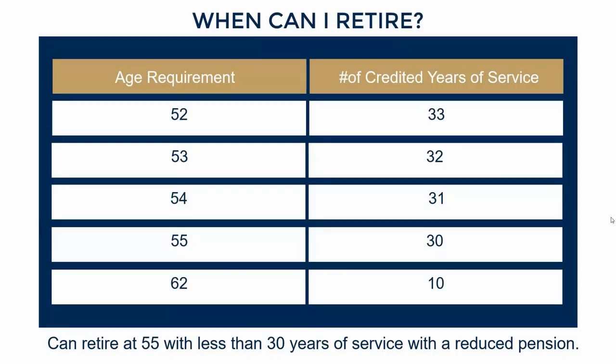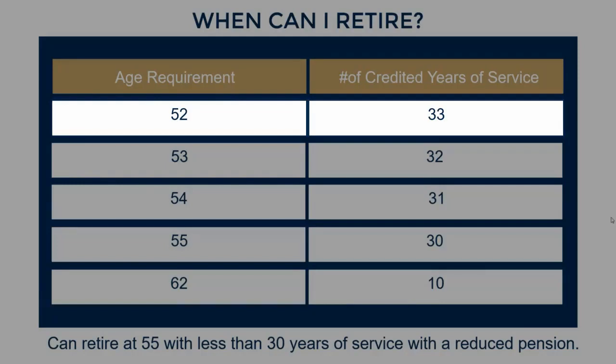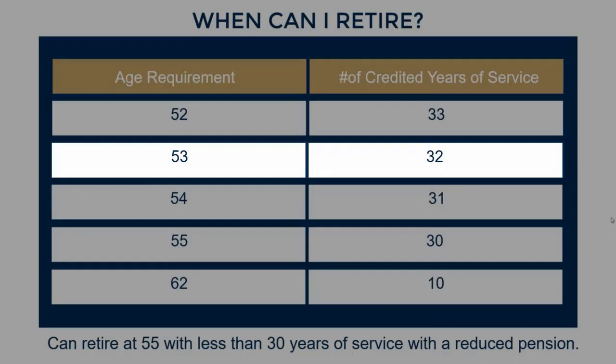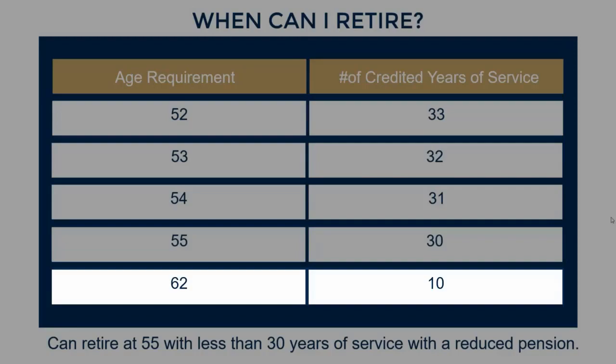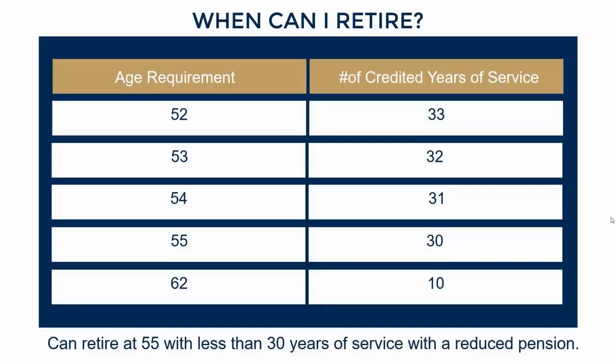Well, the earliest you can retire under our plan is when you're the age of 52. But in order to qualify to retire at age 52, you have to have 33 years of credited service. You can retire at 53 if you have 32 years of service, 54 at 31 years of service, 55 at 30 years of service, and you can retire at 62 with at least 10 years of service. If you qualify for that, again, you can retire and you will not take any type of reduction in your pension. You can qualify to retire at 55 with less than 30 years of service, but there's a different calculation that gets involved. And those are things we'll go over when you're closer to retirement age.